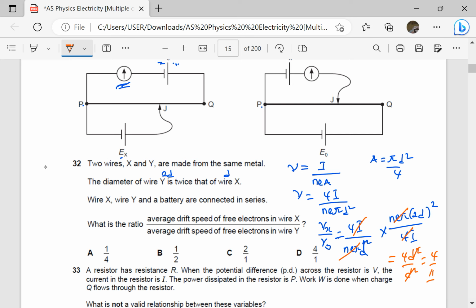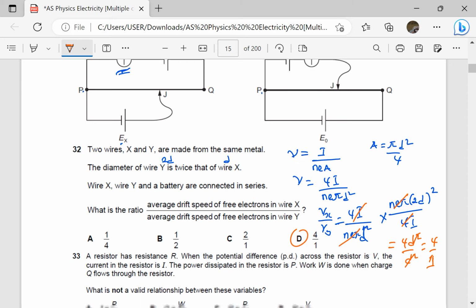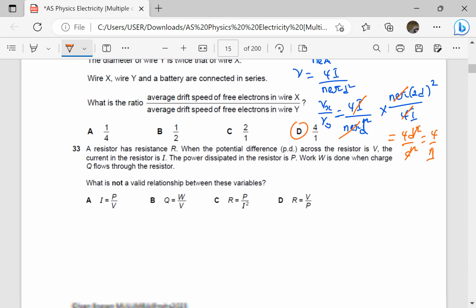And this precisely makes the answer to be D. A resistor has resistance R. When the potential difference across the resistor is V, the current in the resistor is I. The power dissipated in the resistor is P. Work W is done when charge Q flows through the resistor. Which is not a valid relationship between these variables?